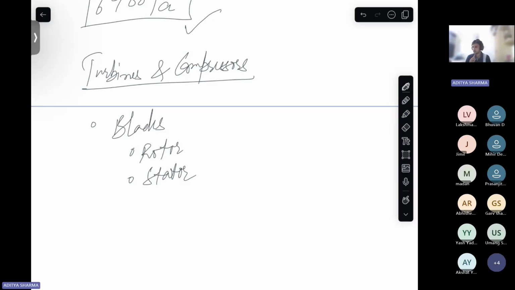So these we will see in much more detail in the coming lectures. But for visualization, I would recommend one video you must watch on YouTube. So this is your turbines and compressors. If you have some basic doubt on it, you can just ask.